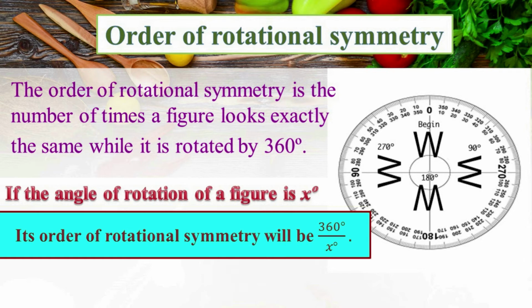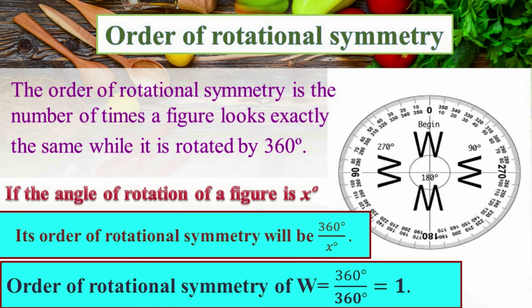On one full rotation, we are again at 0 degree. We got the original shape, which means we have completed one full rotation. Now the angle of rotation of the letter W is 360 degree. Only once we got the original shape. Therefore, the order of rotational symmetry of W is equal to 360 degree divided by 360 degree, which is equal to 1.